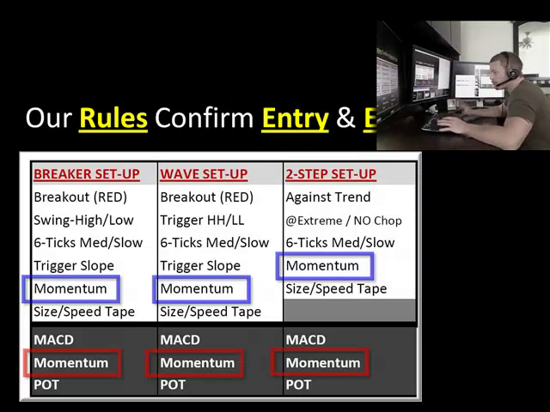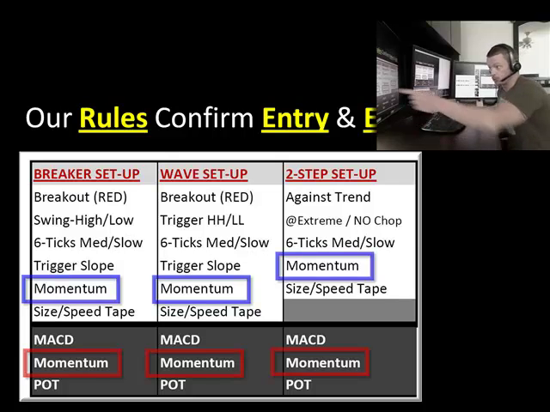Now, keep in mind, every single one of our trade patterns uses momentum. We use momentum, as you can see, for the entries in the blue, and then in the red here for the exits. So no matter whether you're getting into a trade or getting out of a trade on a breaker, on a wave, or a 2-step pattern, you will be using momentum every single step of the way.